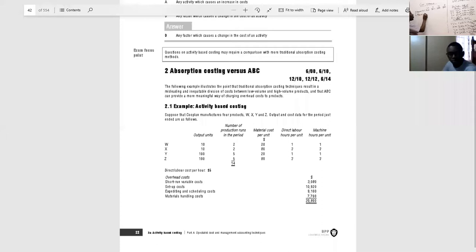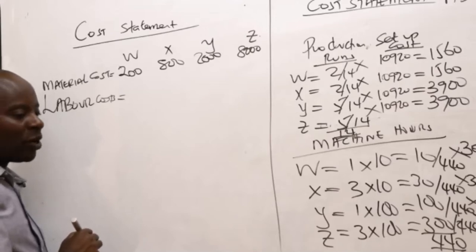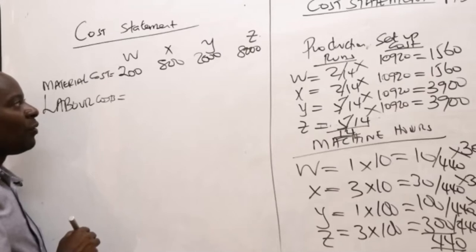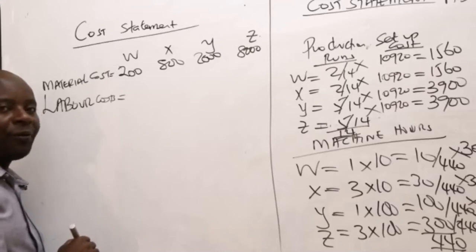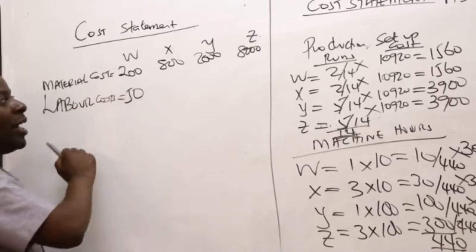Labor cost, as we wind up this class. Labor cost for W. What do we have here? Somebody, labor cost for W. 50. X.